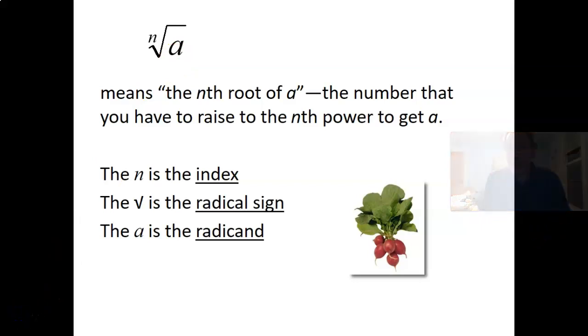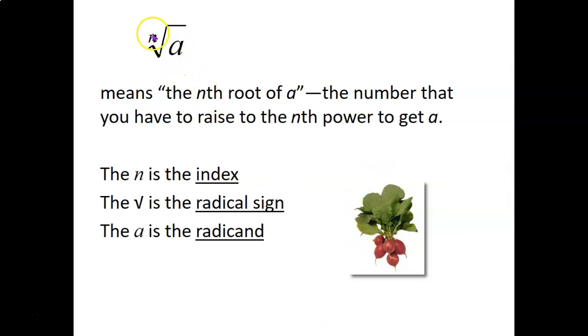So some terminology here. The little number that tells you what kind of root it is called the index of the radical. And this radical sign, that's what that's called, the radical sign. And the name for the thing underneath the radical sign, the number or expression that you're taking a root of, is the radicand. And by the way, the word radical and root, they pretty much mean the same thing. That's why a radish is a root vegetable.